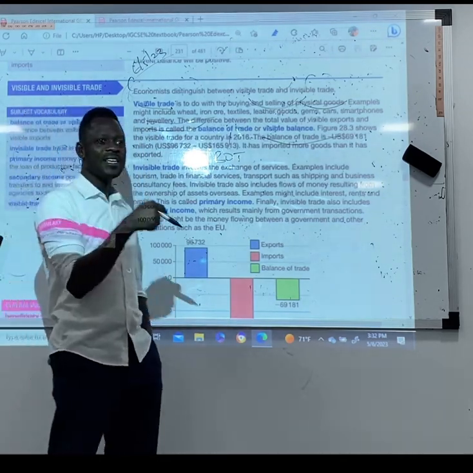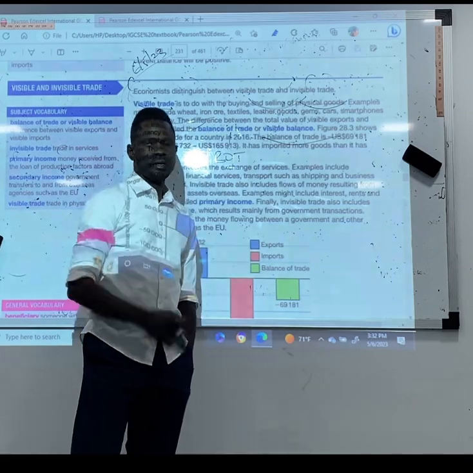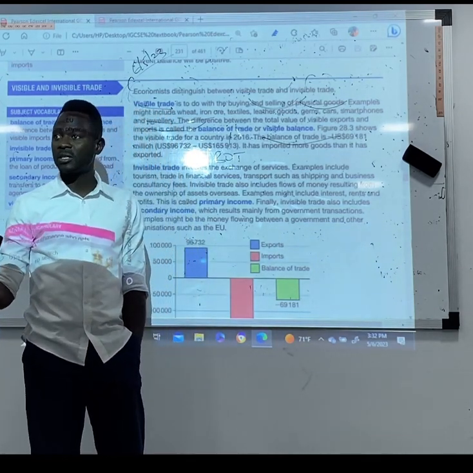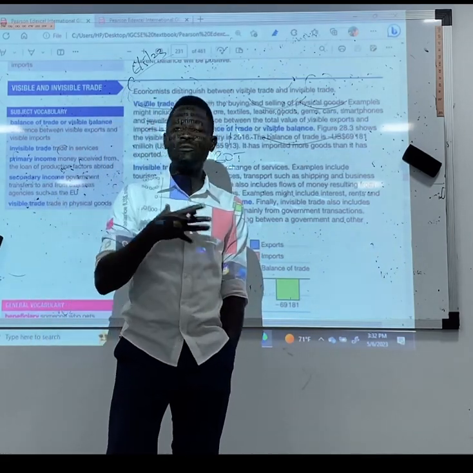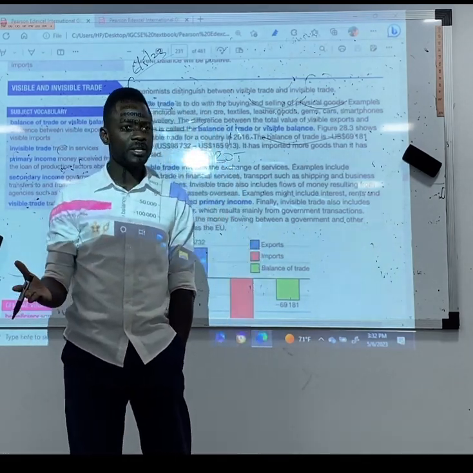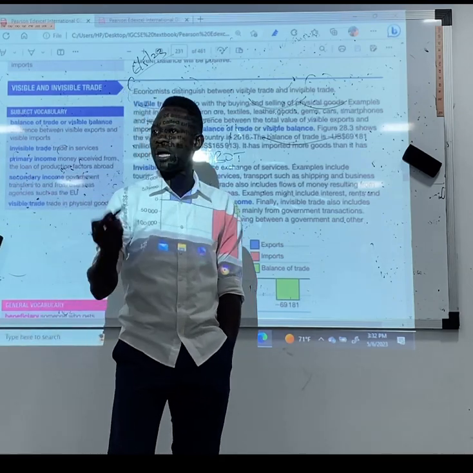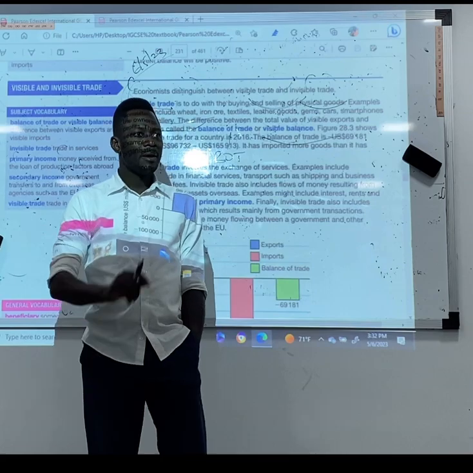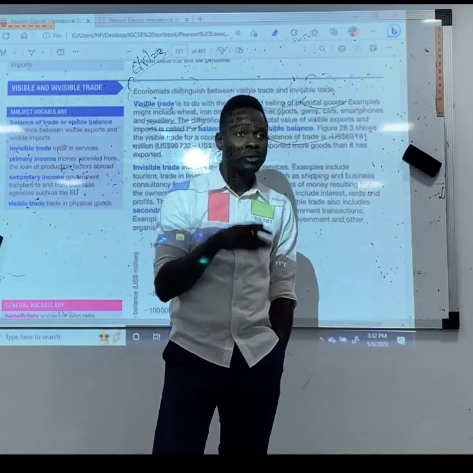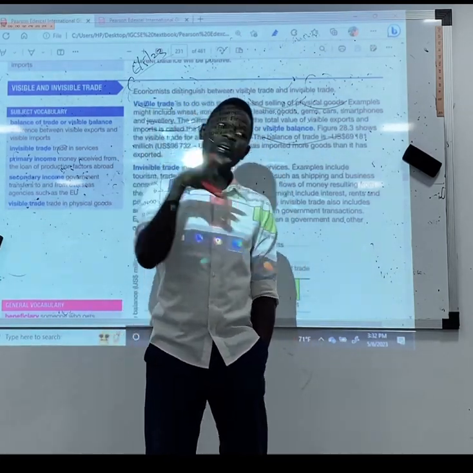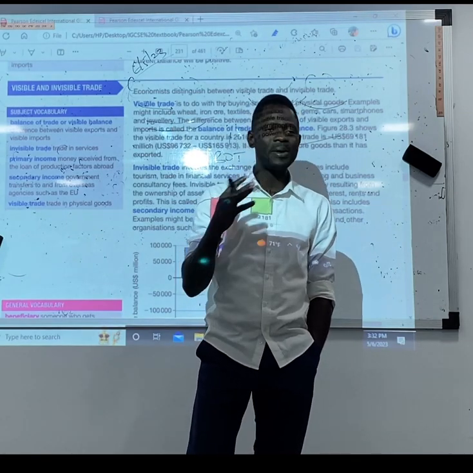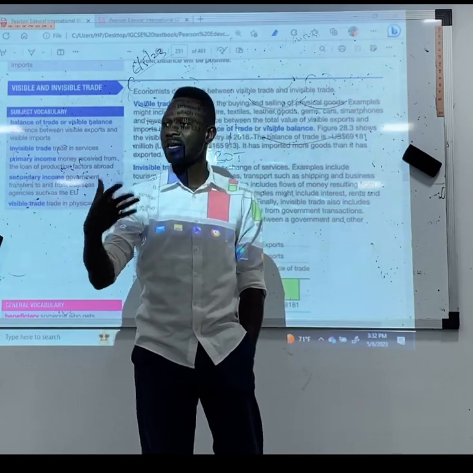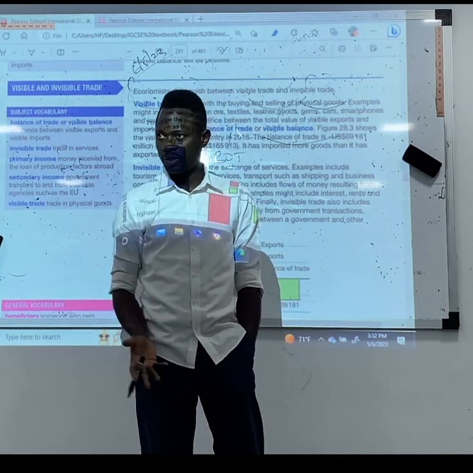So BOT brings us to BOP. Without balance of trade, we wouldn't even talk about balance of payments, because balance of trade means transaction of goods between countries, which we have to record in our balance of payments. Do you get it? Balance of trade is the transaction of goods between countries, which has to be recorded in the balance of payments. That's why balance of payments is the record of international trade transactions between countries.